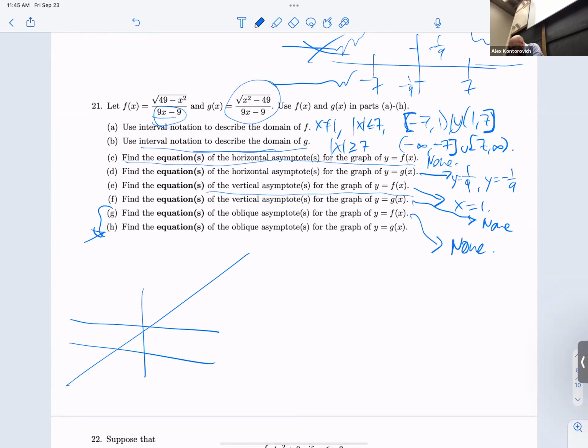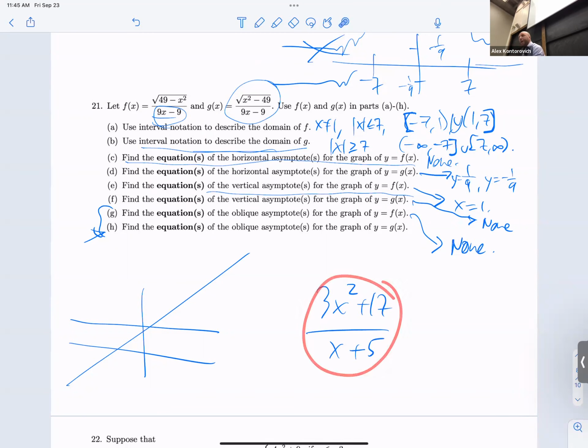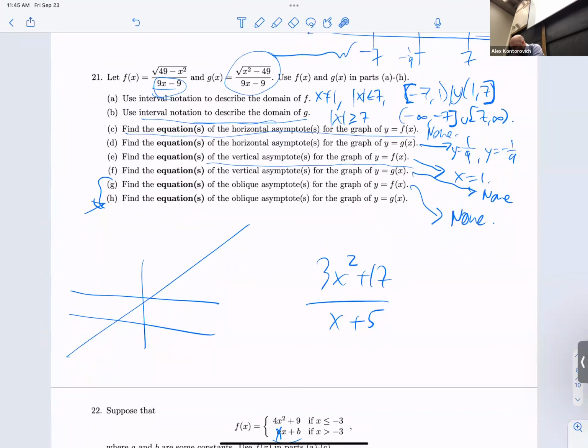For G, well, actually we have horizontal asymptotes, which means we can't also have oblique asymptotes. But if you have a function like 3x squared plus 17 divided by x plus 5, that eventually will start looking like 3x. But you can get more information than just 3x. So it'll have a slope of 3x, but where? Over here or over here? Like, how do we figure out what the shift is?